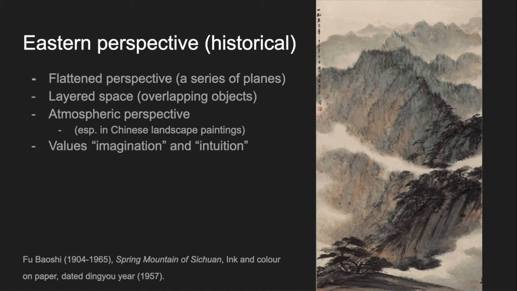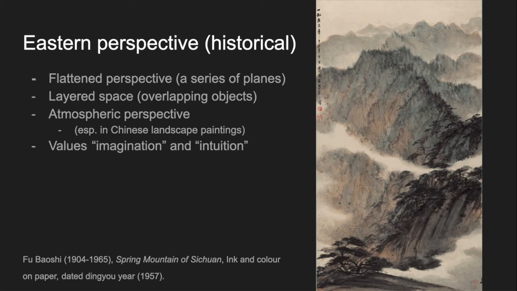Chinese landscape paintings, or Eastern art in general, is very atmospheric in nature and uses a lot of negative space. And so there's lots of areas where you kind of have to fill in parts with your imagination and kind of let your mind wander. Eastern perspective also uses flattened perspective. They rely a lot on vertical placement and overlapping.